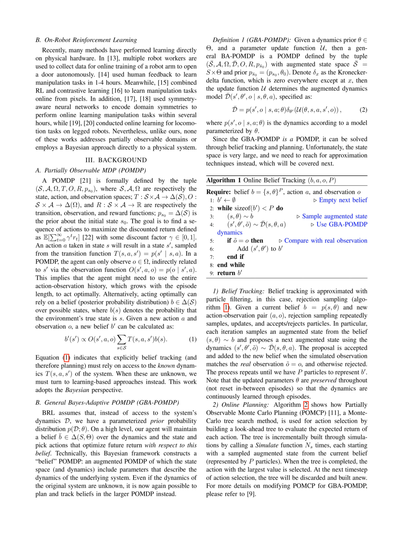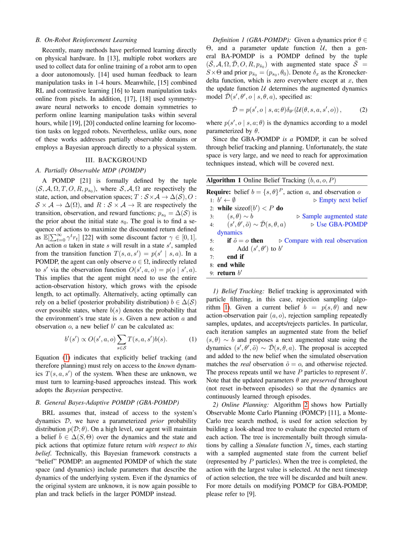A POMDP is formally defined by the tuple (S, A, T, O, R, P_S0), where S, A, and O are respectively the state, action, and observation spaces, and T, O, and R are respectively the transition, observation, and reward functions. P_S0 is the prior about the initial state S0. The goal is to find a sequence of actions to maximize the discounted return defined as the sum over t of γ^t r_t, with some discount factor γ in [0, 1].